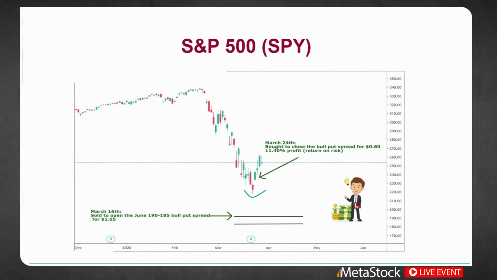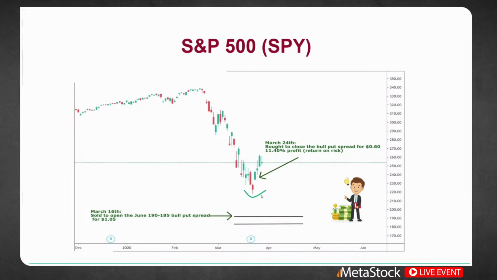From March 16th to March 24th, if you look at this closely, you can see the S&P 500 literally went nowhere. It just went sideways. But we were able to make a profit of 11.4%. Well, Serge, how is this possible? How would you be able to make money if the S&P just went sideways?